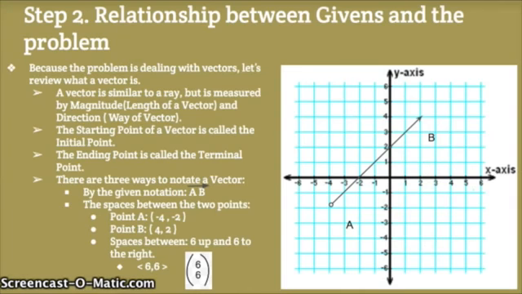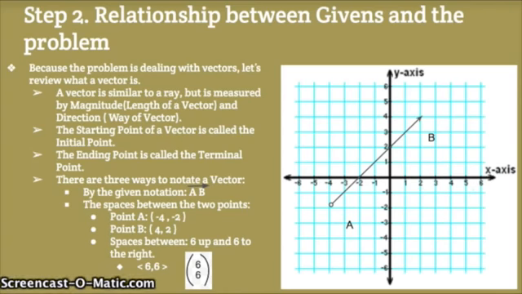Our second step is to set the relationship between the givens and the problem. Because the problem is dealing with vectors, let's review what a vector is. A vector is similar to an array. They both look the same, but a vector is measured by magnitude, the length of the vector, and direction, the way of the vector. The starting point of a vector is called the initial point, indicated by a dot, and the ending point is called the terminal point, indicated by an arrowhead.